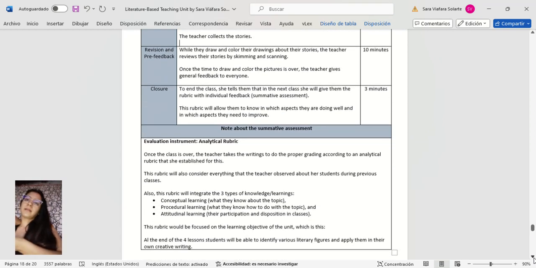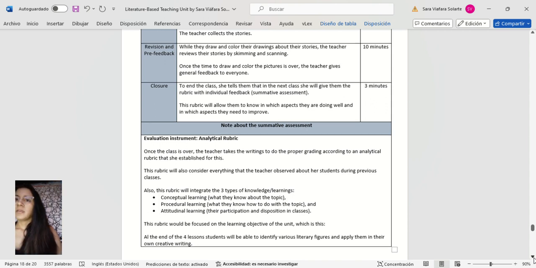And then there is a revision, a pre-feedback. While they draw and color their drawings about their stories, the teacher reviews their stories by skimming and scanning. I mean, very quickly, the teacher just reviews. And once the time to draw and color the picture is over, the teacher gives general feedback to everyone.